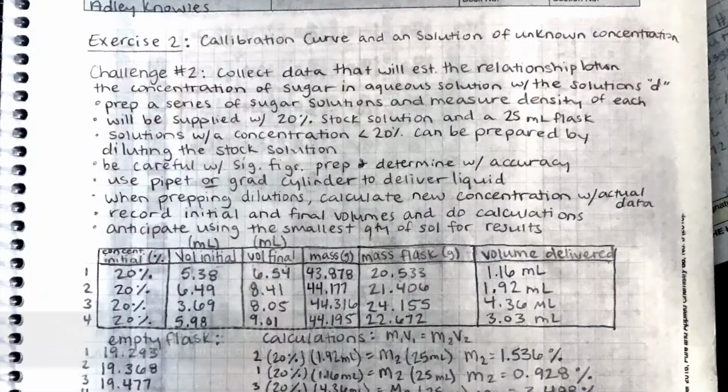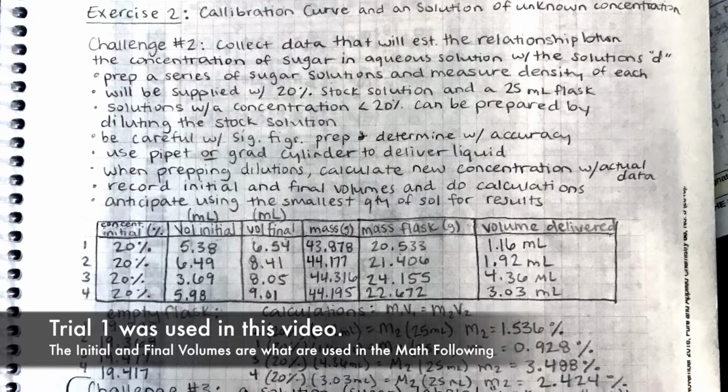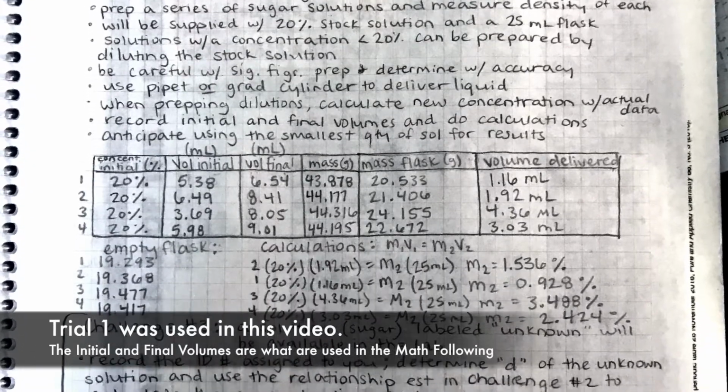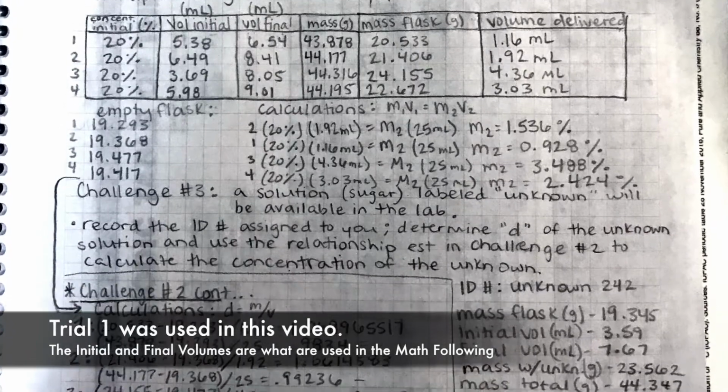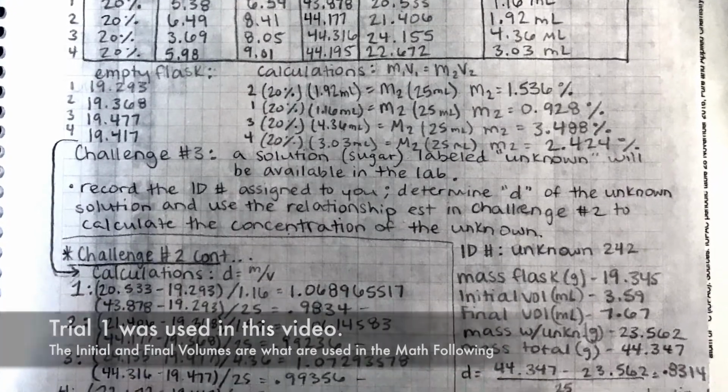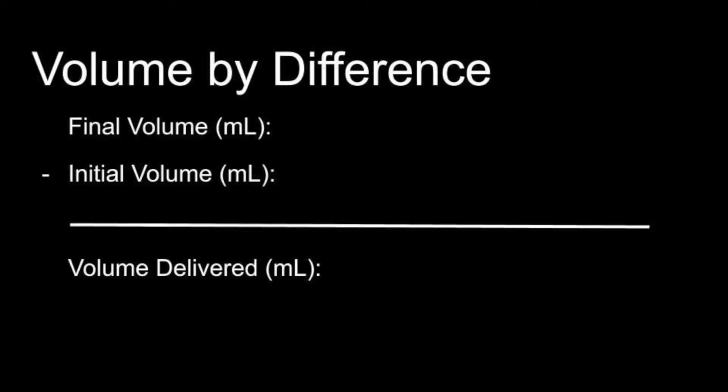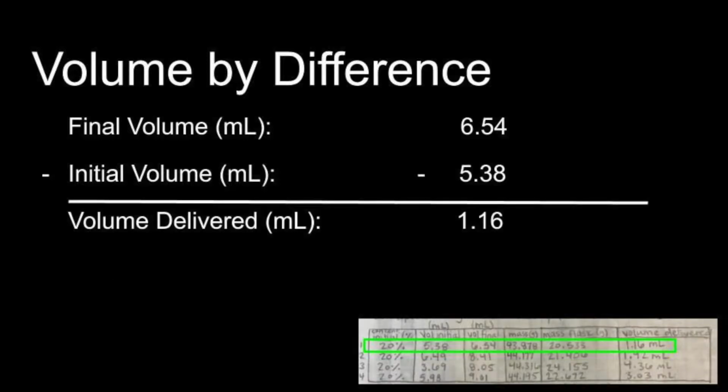the flask. To calculate the dilution, we need to figure out how much stock sugar solution we added to the flask. This is where we use our initial and final volumes we recorded earlier. Taking the final volume reading and subtracting the initial volume reading, we are able to determine the total volume of stock concentration that we used. In this specific case, the total volume dispensed was 1.16 milliliters.